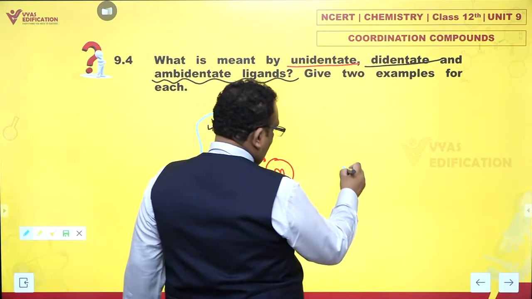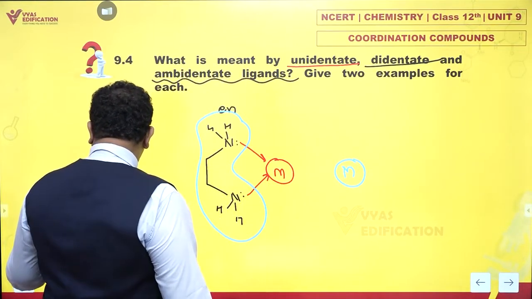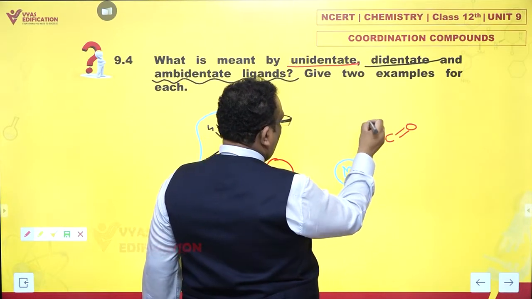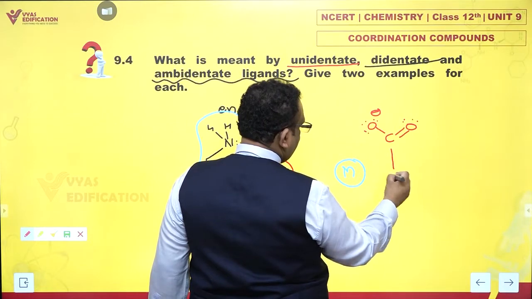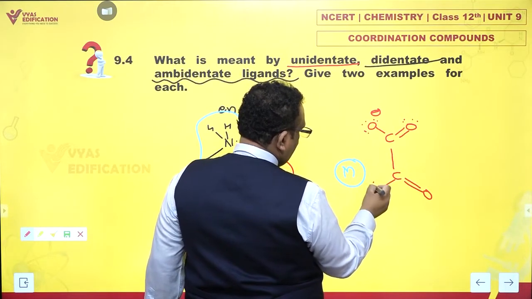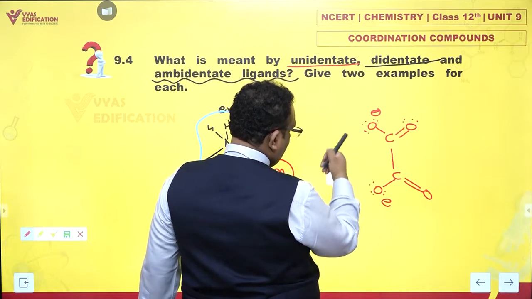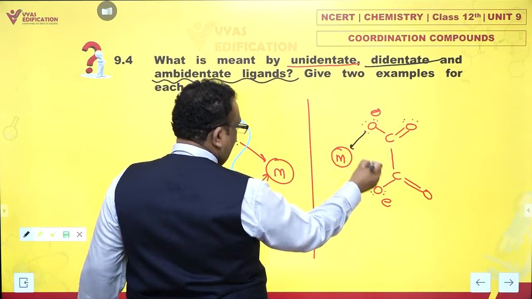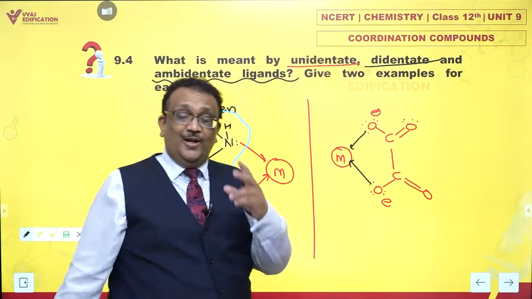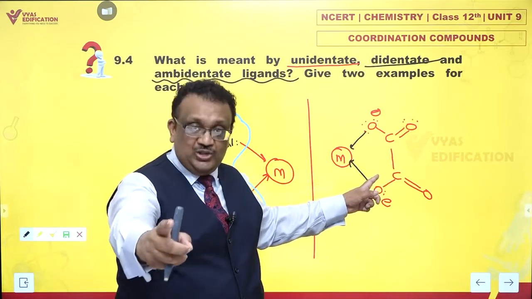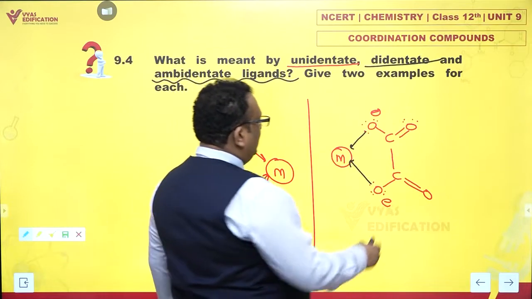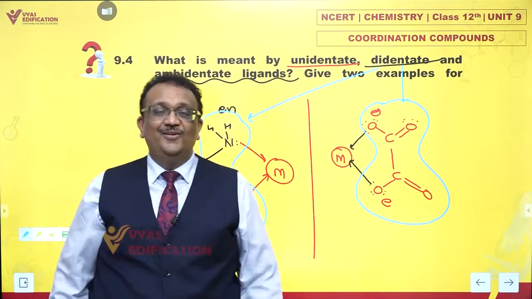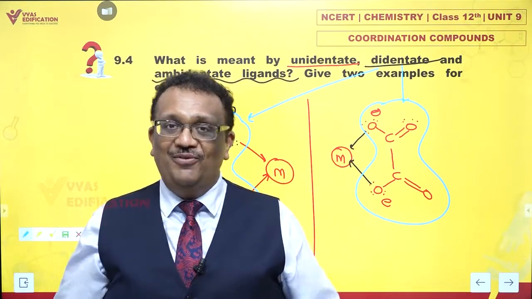Is there another example? Of course there could be. Let us say another metal atom we have, and let's take a very famous and very popular one, oxalate ion. The very lovely oxalate ion. They can donate a lone pair each. There are two lone pairs donated by one oxalate ion. So what is that? This is a bidentate ligand. Indeed, they are two classic and very popular examples of bidentate ligands.